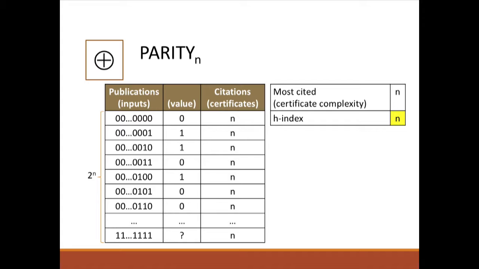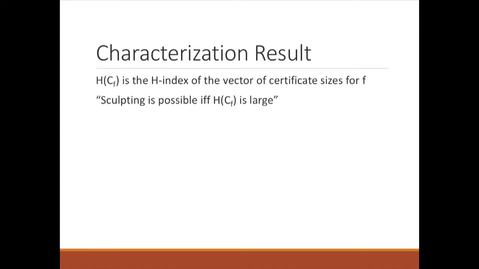OK, so we're going to claim that the h-index, as defined like this, actually characterizes sculptability. Basically, this is the h-index of the certificate complexity of the function. And we're going to prove that sculpting is possible if and only if the h-index of the certificate complexity of the function is large. So for OR, it was 1, so sculpting is not possible. For parity, it's n, so sculpting is possible.